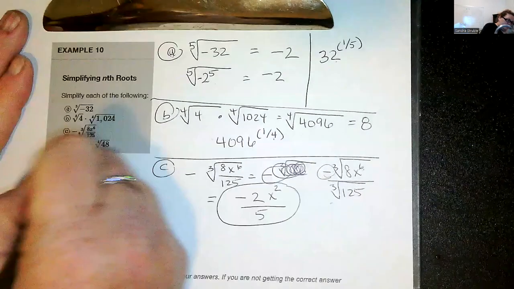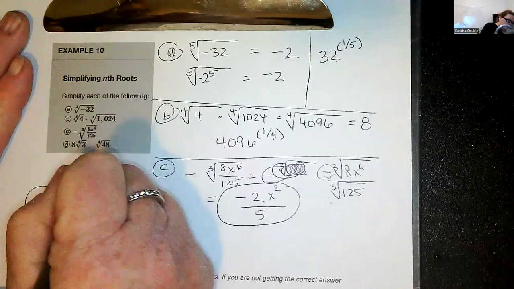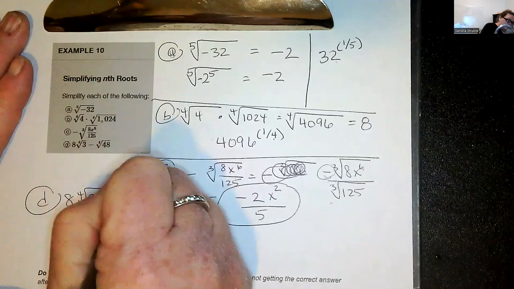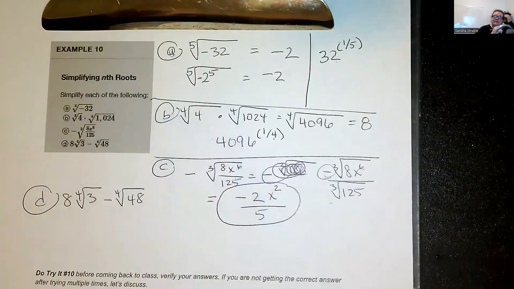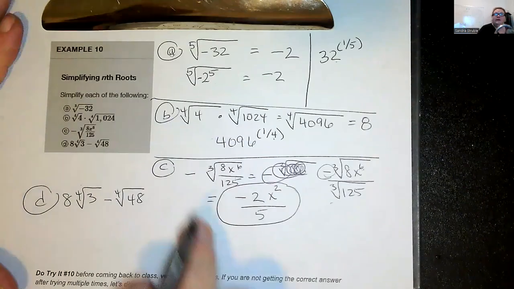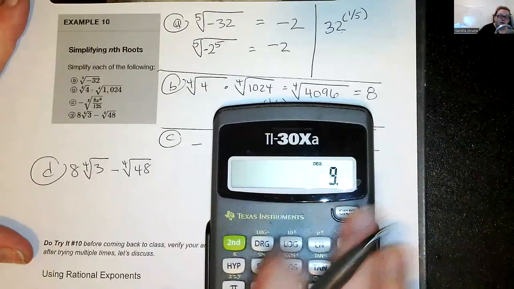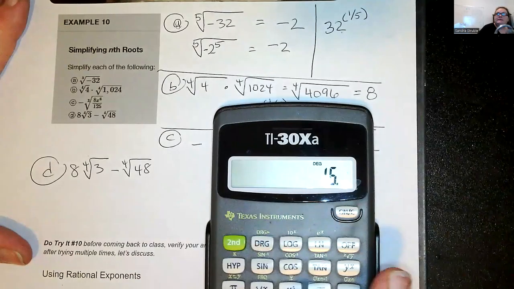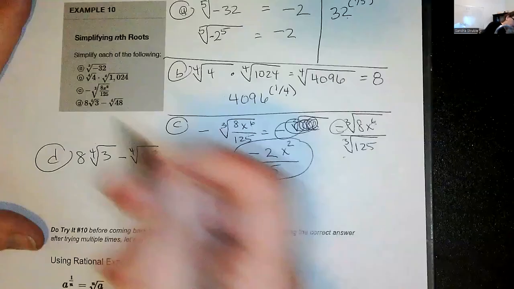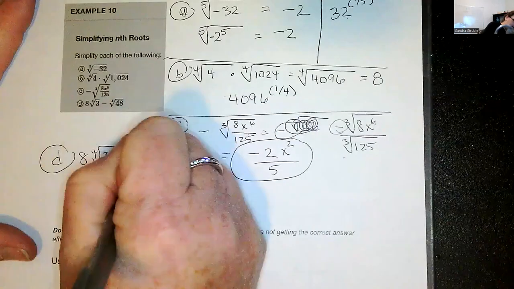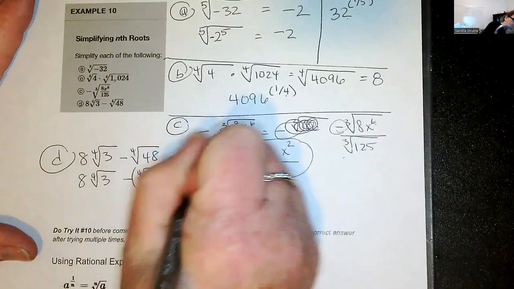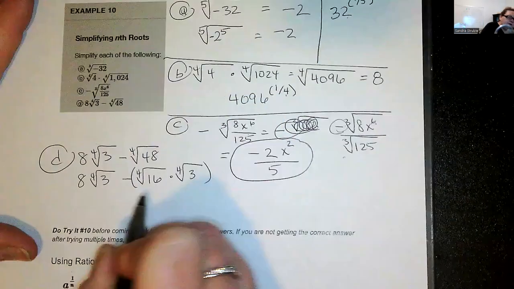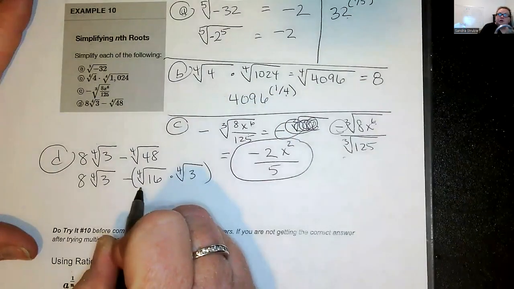Okay, and then D. 8 4th root of 3 minus the 4th root of 48. Well, in order to combine these terms, what's underneath the radical needs to be the same. So I'm taking that 48 and dividing it by 3 to find out what I'm going to hopefully be able to pull out of here. So 48 divided by 3 is 16. Okay, so 8 4th root of 3 minus, I'm going to break these down, 4th root of 16 times the 4th root of 3.